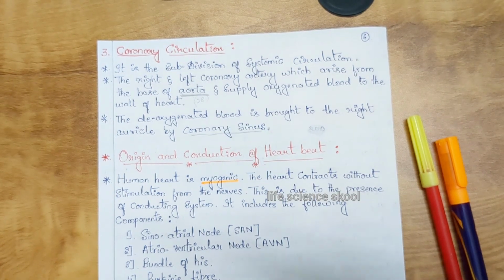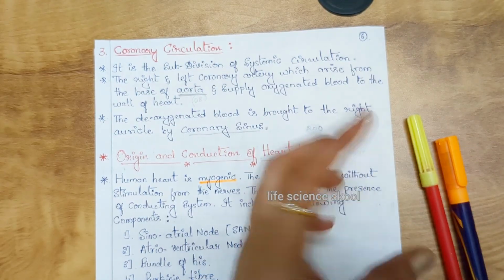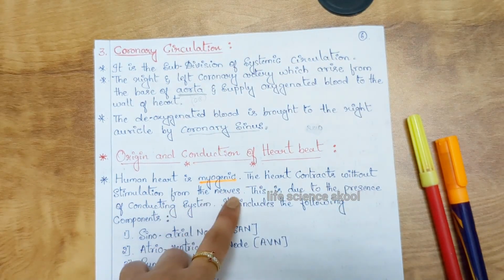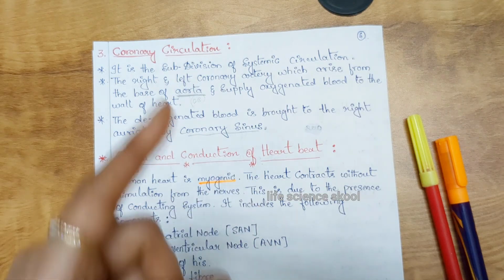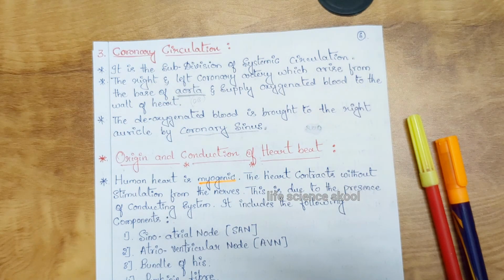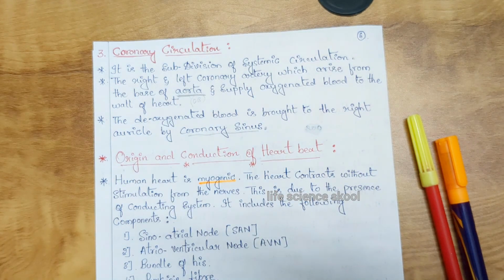You can see in the next sentence what they told: the myogenic heart means the heart contracts without stimulation from the nerves. If it is by stimulation from the nerves, then it is a neurogenic heart. Now the question is, if it is not by the nerves, then it should be by the muscles. How is that going to happen? We will learn this now.